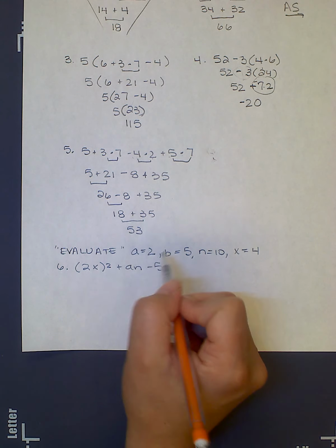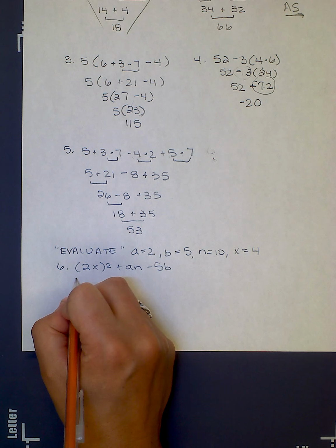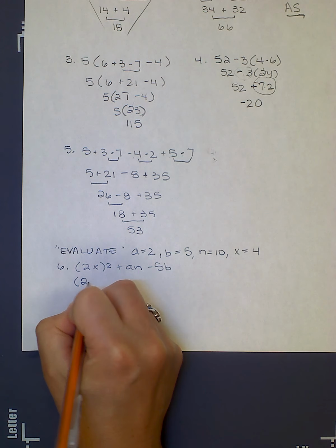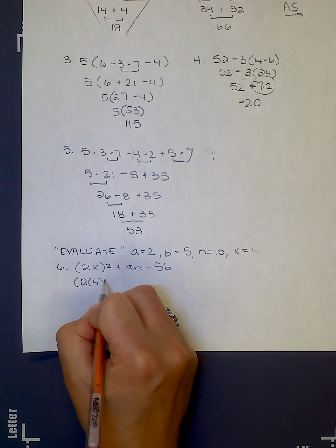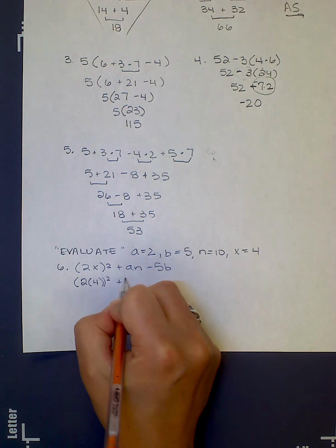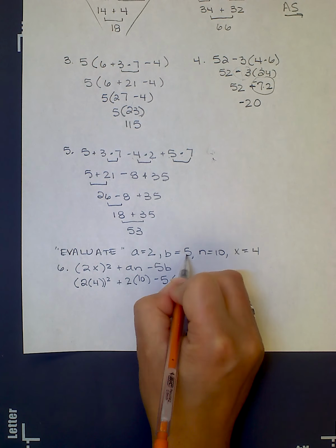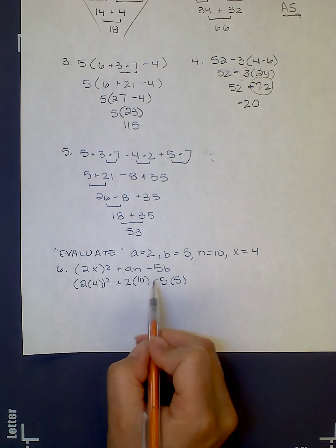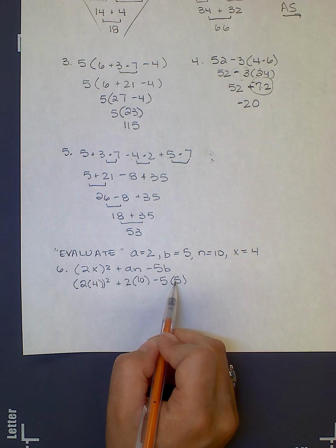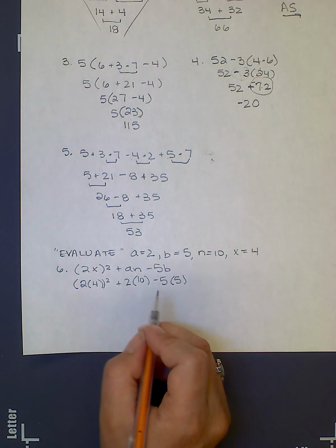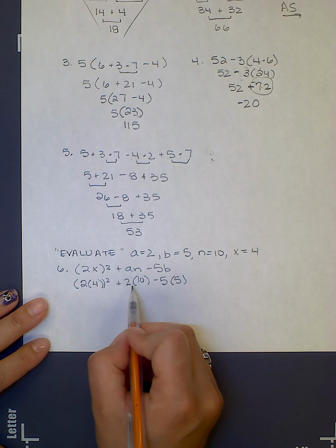Now when you evaluate, you want to plug these in parentheses. So I'll show you what I mean. 2 times x, which is 4, close that parentheses squared, plus 2 times 10 minus 5 times 5. So you want to put them in parentheses so we know that if there's no other operational symbol, then it should be multiplied.